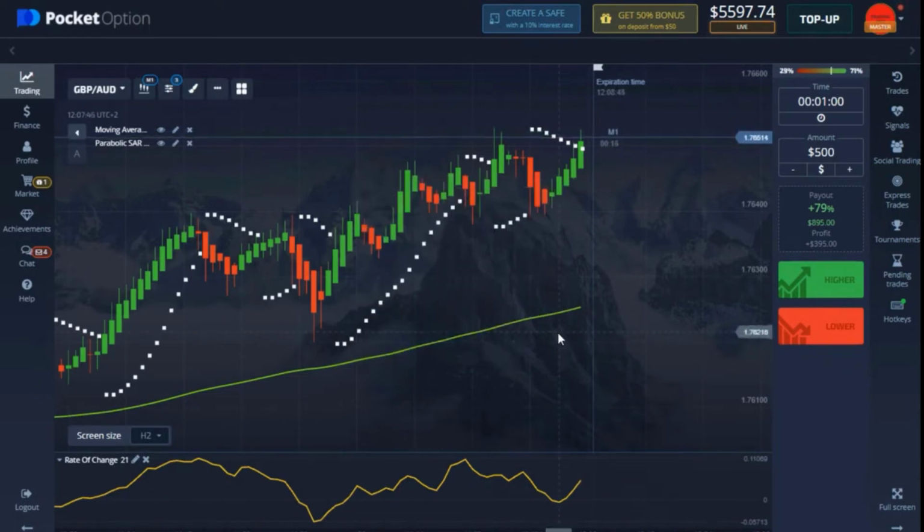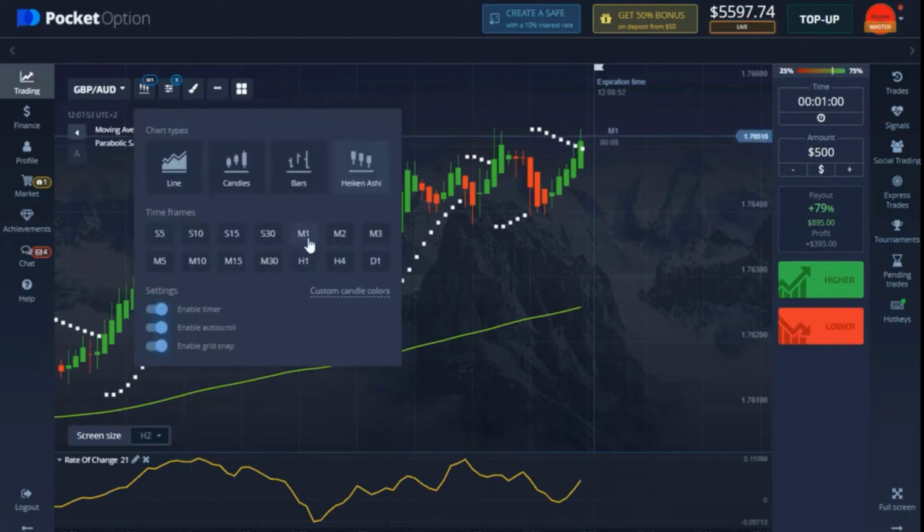This strategy works with 1 minute. I'm doing this on a 1 minute trade time, and the candle time frame is 1 minute as well, but on this one we are using Heikin Ashi candles.